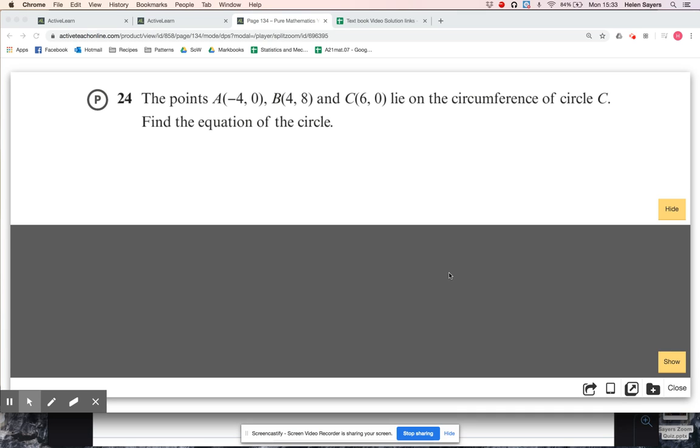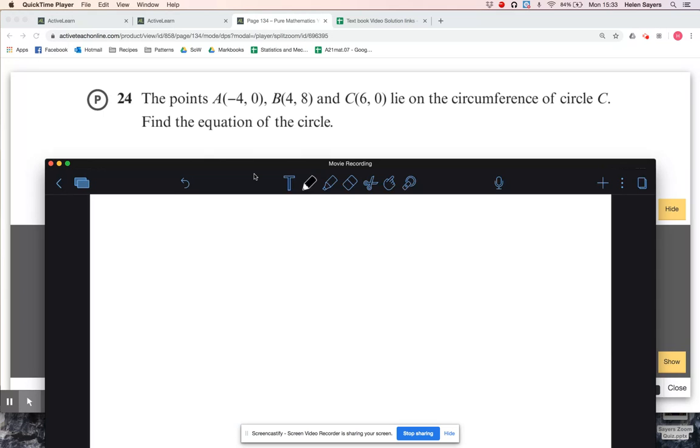Okay, we've mixed exercise 6 from the first year core textbook. We're on question 24, which is a problem solving one. Now, there's actually a couple of different ways you can tackle this. So I'll show you the method that I'm not going to use to start with.